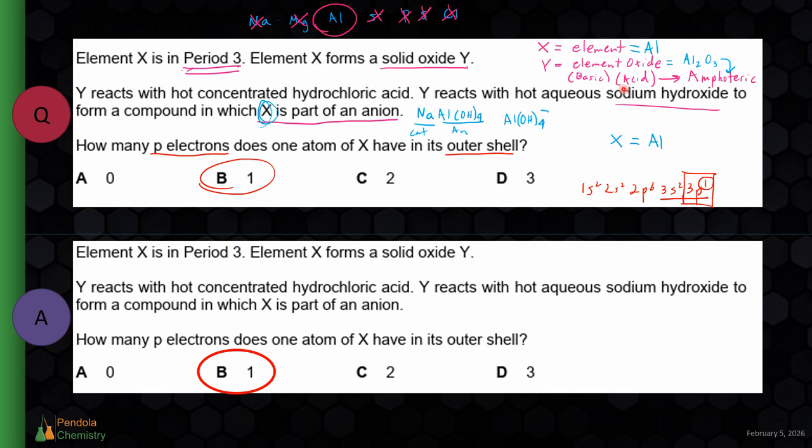It reacts with sodium hydroxide and hydrochloric acid. That makes it both an acid and a base. It's amphoteric. Only one was amphoteric. So we write down X is equal to aluminum. And then once we get that, that's not even the answer. The answer has to deal with the electron configuration of aluminum. And we end up with how many p electrons does one atom of X have in the outer shell?